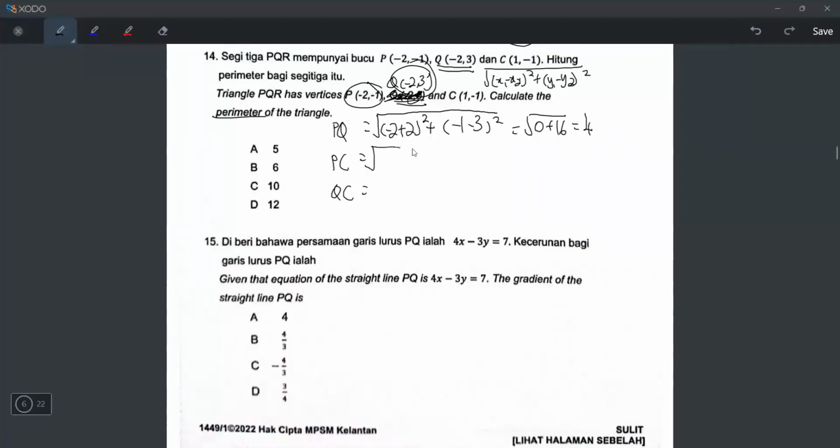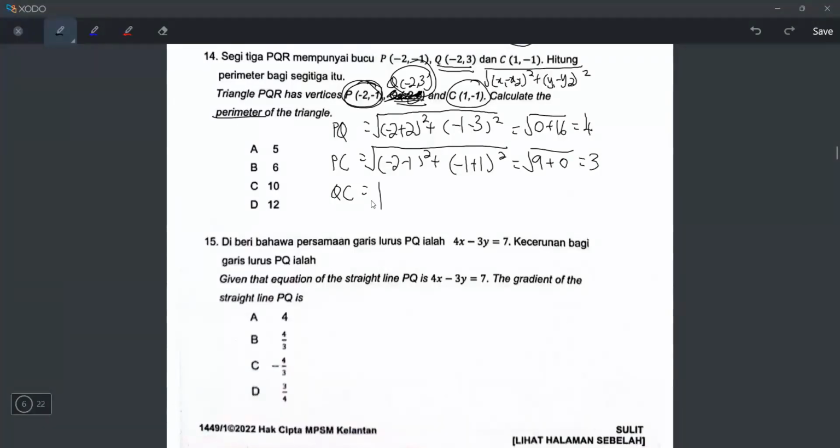Let's continue with this. Square root, bracket square plus bracket square, same formula, x minus x. But this time it is P to C. So I can take -2 minus 1, and then y minus y, which is -1 minus -1, so -1 plus 1 lah. So it will be square root, -2 minus 1 is -3. -3 squared is +9. -1 plus 1 is 0. 0 squared is 0. So it's just 9 plus 0 is 9. Square root 9 is 3.